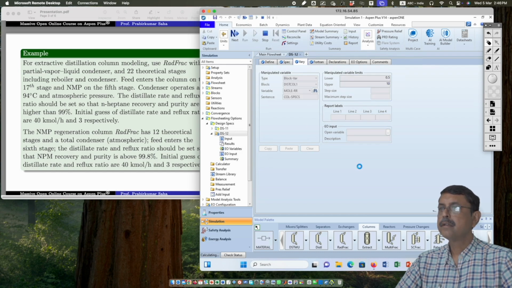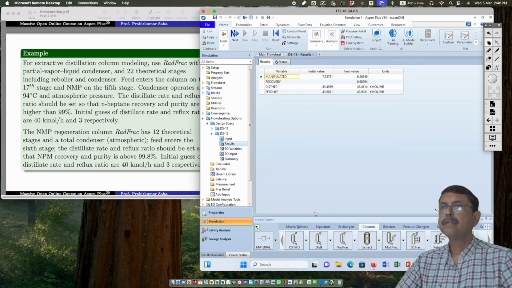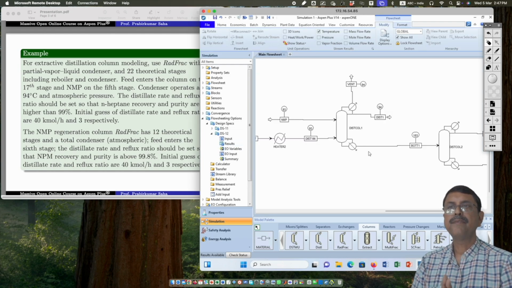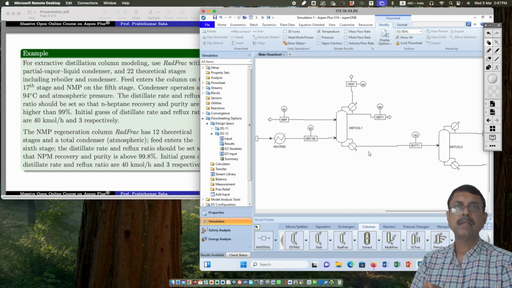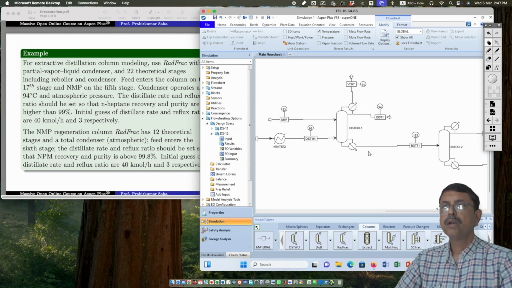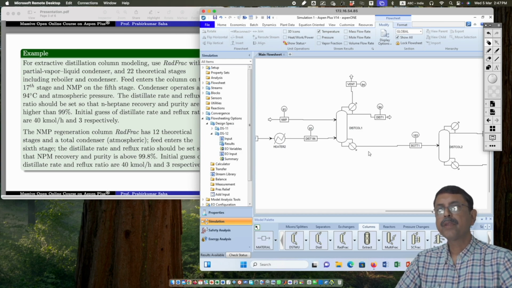Run it. Yeah. Now you check the results. Yeah, so it has come at 8.48349. At that point, the recovery is 99% with some amount of tolerance. So that way, we are fixing the recovery and purity of N-heptane in the distillate of distillation column 1. Okay.